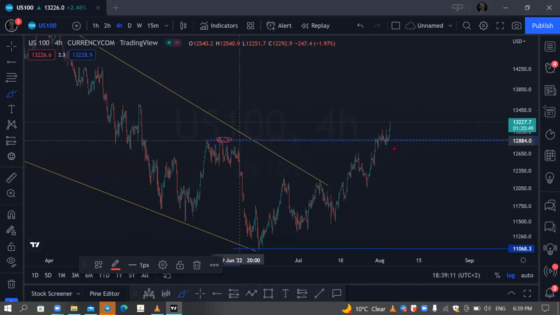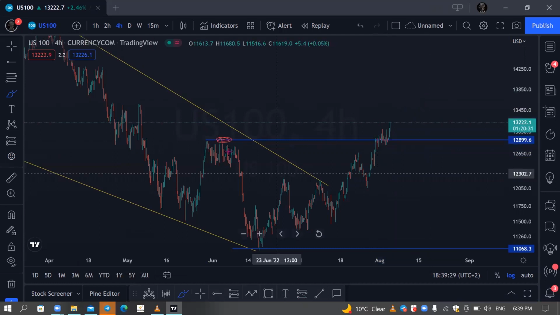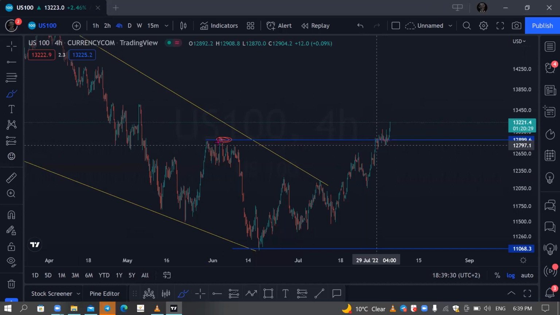We broke this high, and remember, price was around here when I was telling you guys we have to have a correction before going up, but none of that happened. The market decided to break above our horizontal ray or our high, and it retested and it's going up.